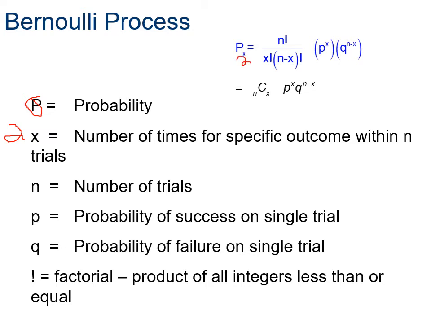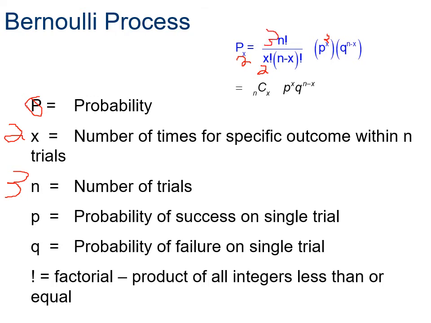So for our numerator, it's going to be X factorial, so that's going to be 2 factorial, right? And here this is P to the X power, so this is going to be 2P squared. And we'll deal with N next. N is the number of trials. Well, we're flipping a coin 3 times, so our trials are 3. So we'll plug 3 in anytime there's an N.